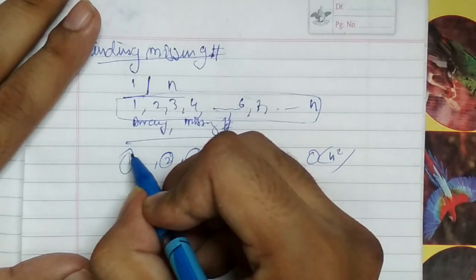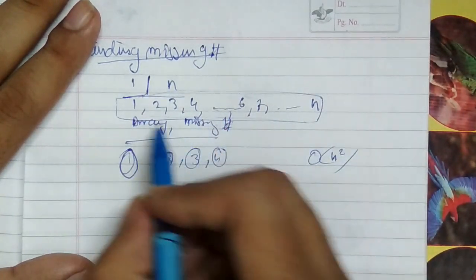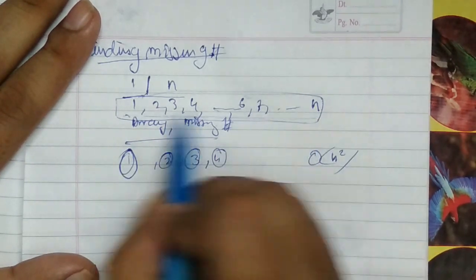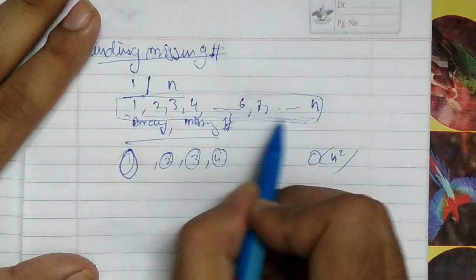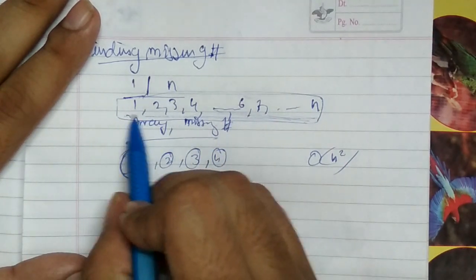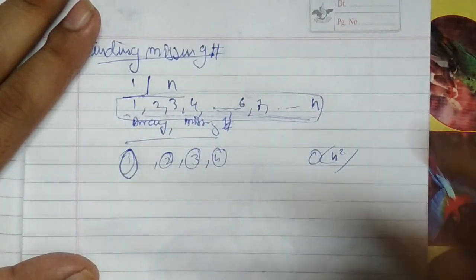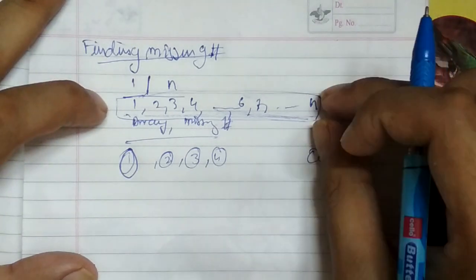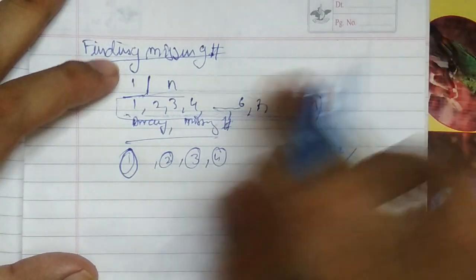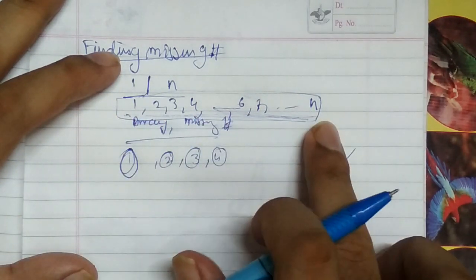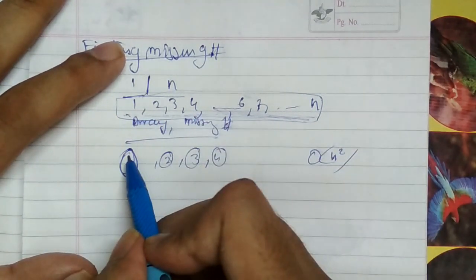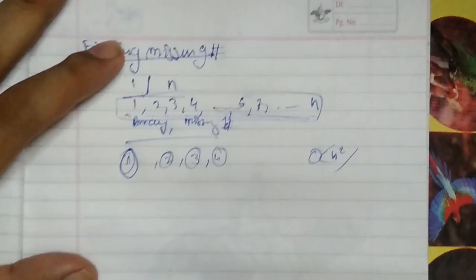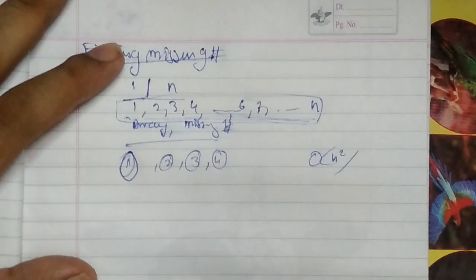Why O of n square? Now these numbers are not arranged in a sequence. They are random. You can ask this also, whether these numbers are arranged in sequence or they are random. All the numbers are present, only one is missing, but these numbers are not present in an order. They are randomly present. So this is also another important piece of information which you can ask, and the interviewer will tell you.